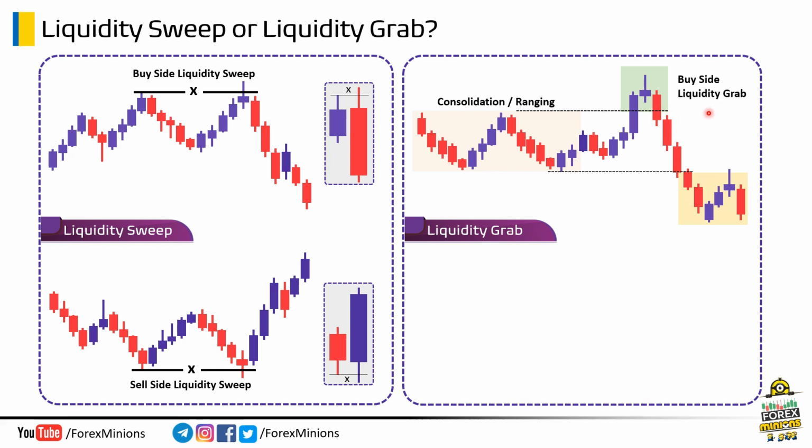At this point, where the market closed the candle on the upper side, this is only because of the liquidity grab, and we will call it a buy side liquidity grab. In such cases, the market creates more and more liquidity, traps more traders, and moves to the opposite side.